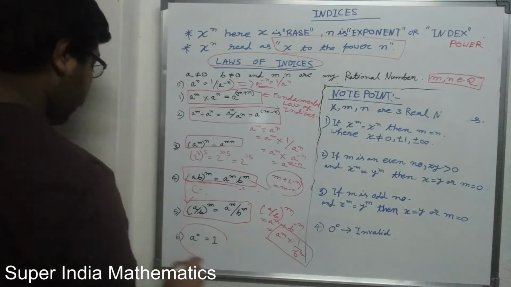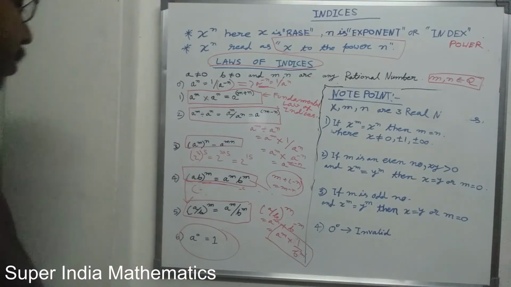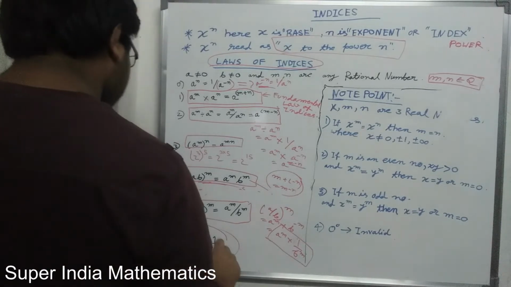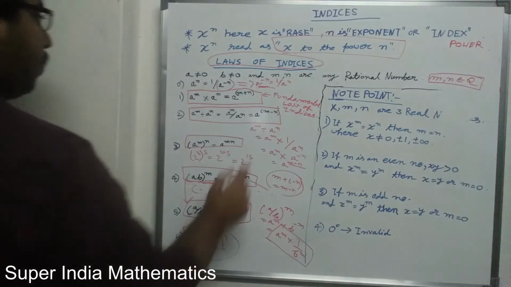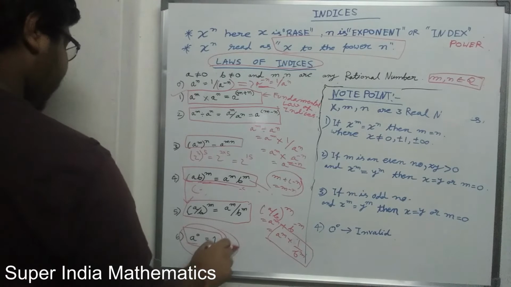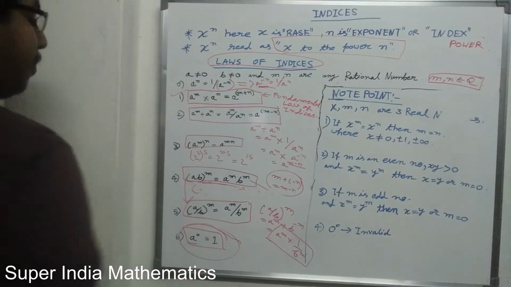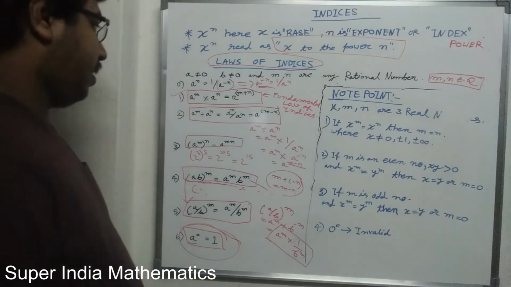The last law of indices is a to the power 0 equals 1. This is a fundamental law of indices. This is one fundamental law and this is another, that is a to the power 0 equals 1.